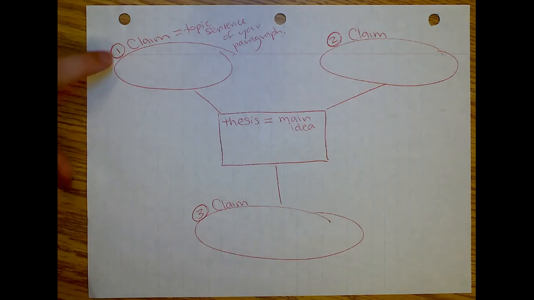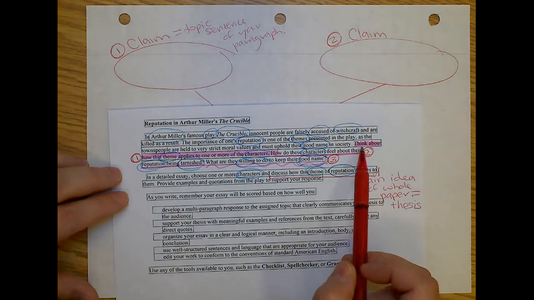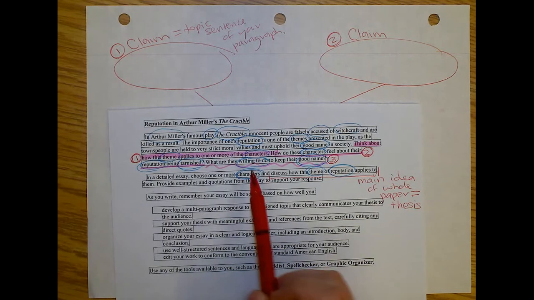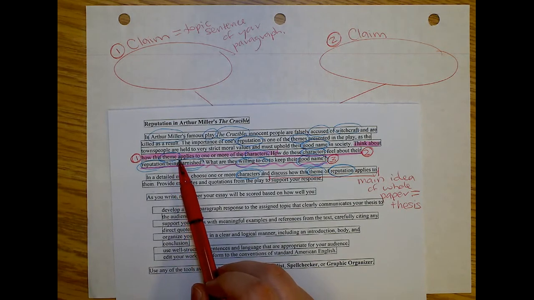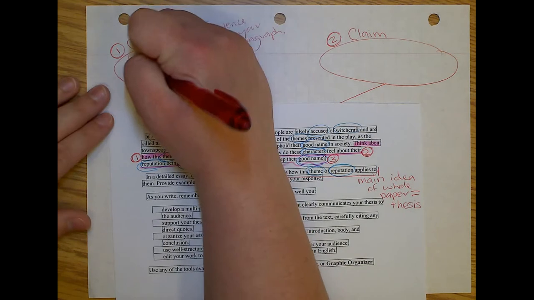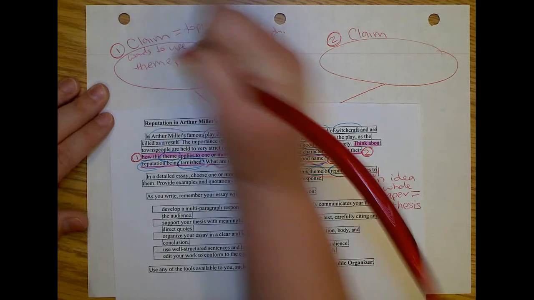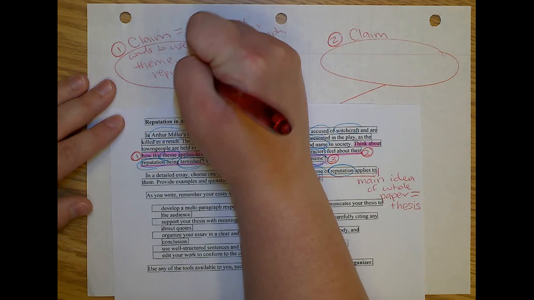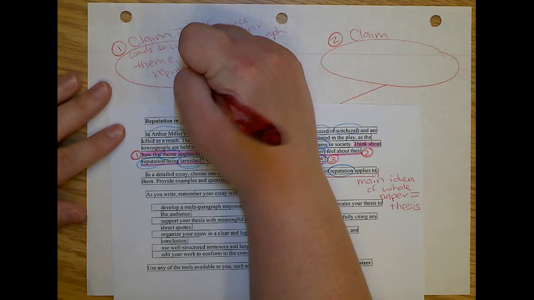Remember, the claim of this first body paragraph is supposed to be about, think about how this theme applies to one or more of the characters. Now, because that's what your paragraph is supposed to be about, if you don't use the word theme or you don't use your character's name, then you're not 100% on topic. So words to use. You want to use the word theme. You probably want to use the word reputation because that's what the theme is. You want to use the name of your character. We'll say Proctor is the name of my character.